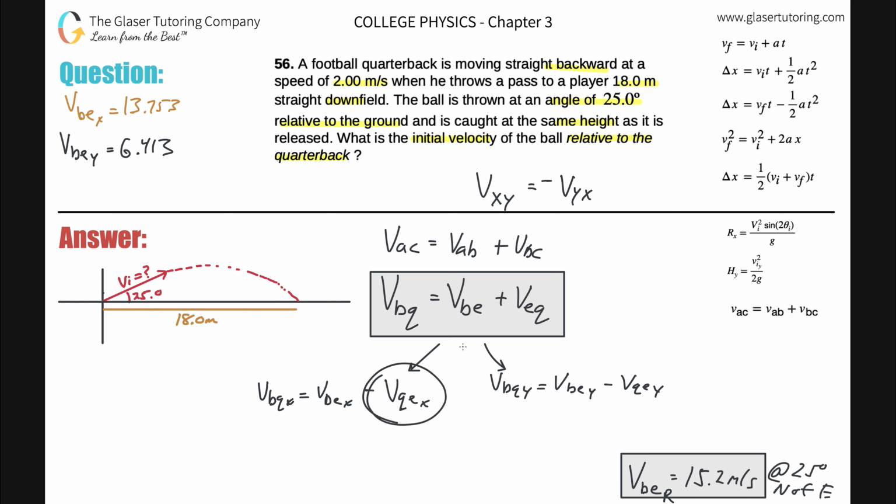The velocity of the quarterback relative to the Earth in the x direction. What did they tell us? It said: the football quarterback is moving straight backward at a speed of 2 meters per second. Wait a minute, 2 meters per second relative to what? They didn't give it to me. Well, if they don't give it to you, it's fair to assume that this velocity is relative to the Earth. He or she is moving backward at 2 meters per second relative to the Earth. In other words, what they gave us is the velocity of the quarterback relative to the Earth.